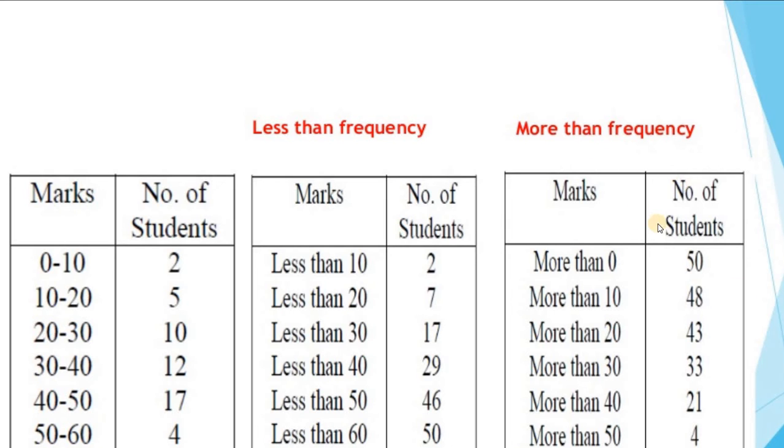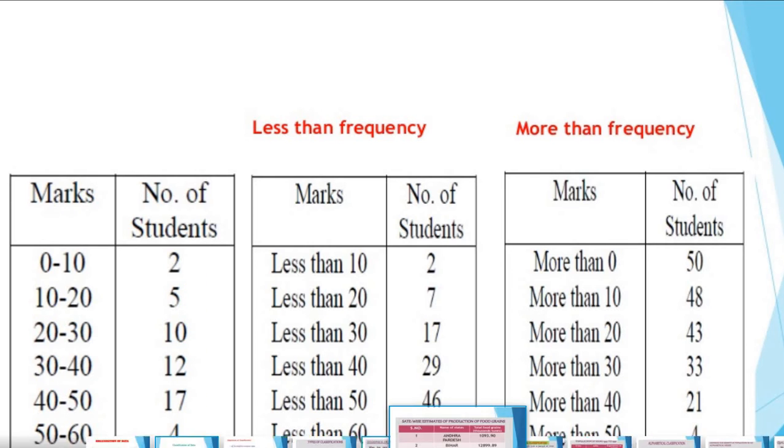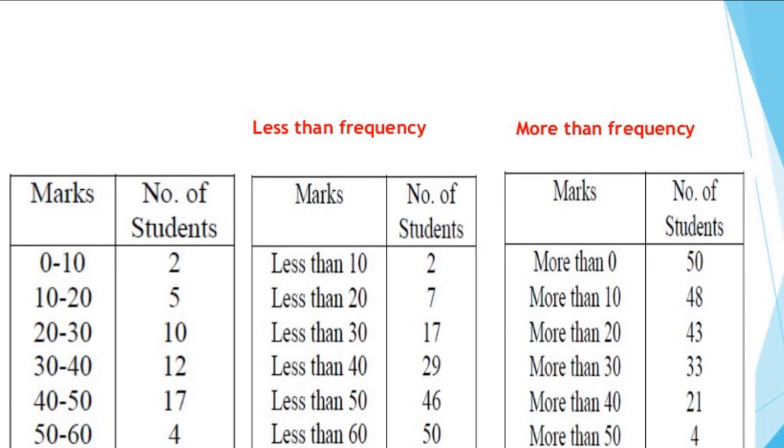Next one, more than cumulative frequency. In that one, we need to find out more than 0. More than 0 means 10 will come, 20 will come, 30 will come, 40 will come, 50 will come, 60 will come. Then what we need to do means we need to add this total. We need to add these numbers 2, 5, 10, 12, 17, 4. Then total is 50. Then more than 0, first number is 50.